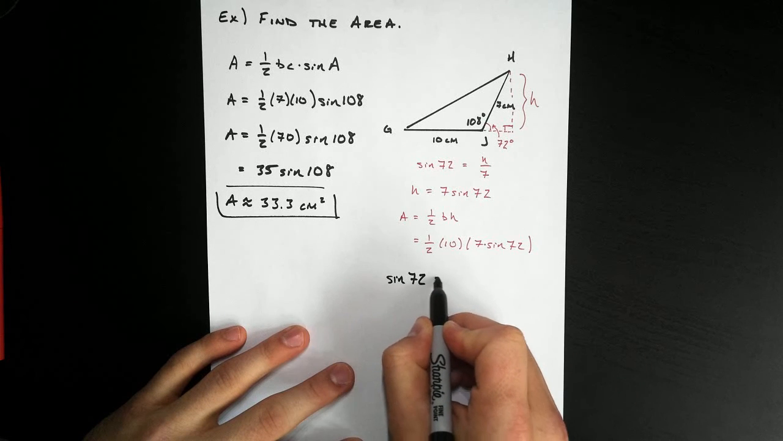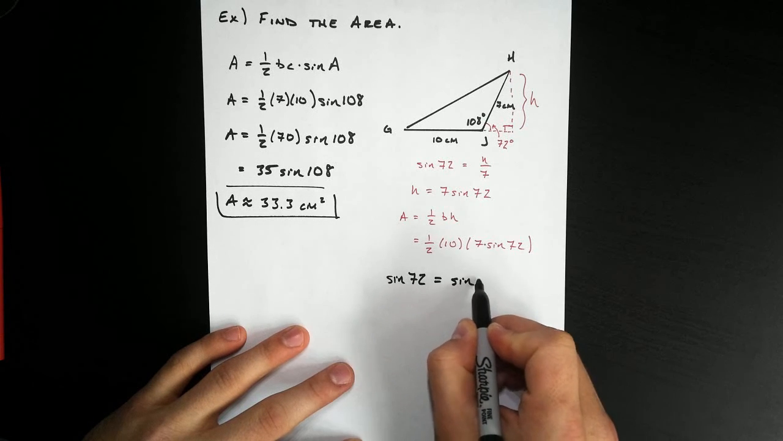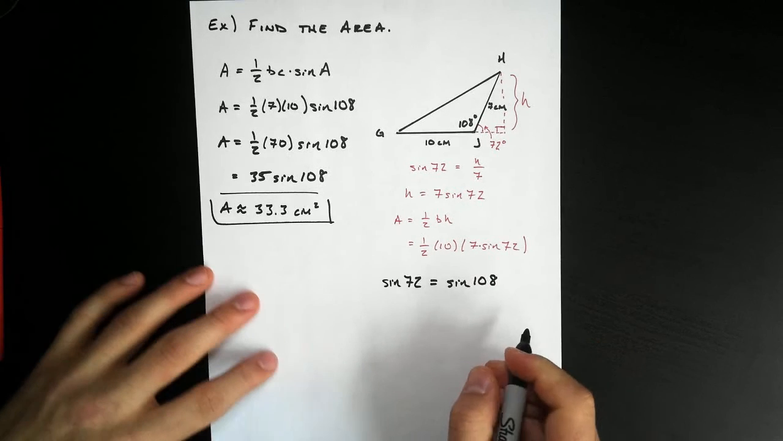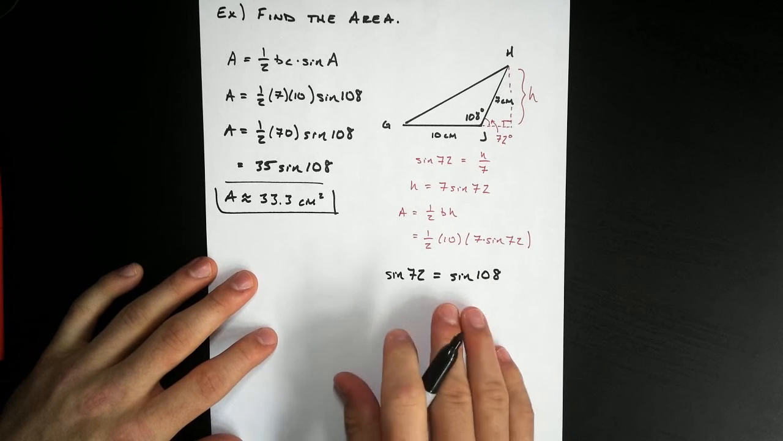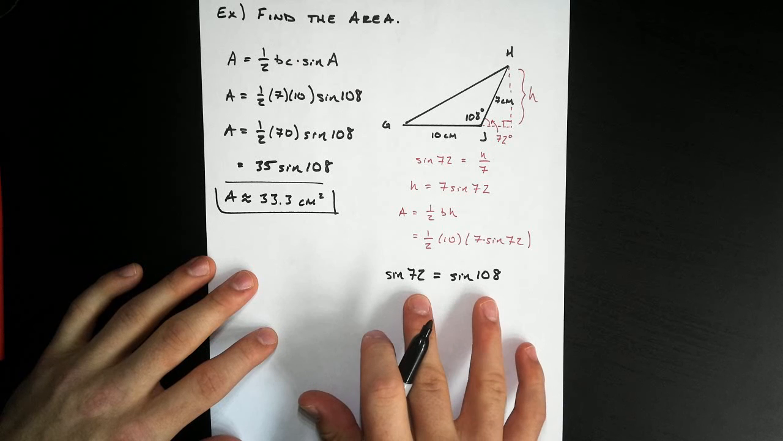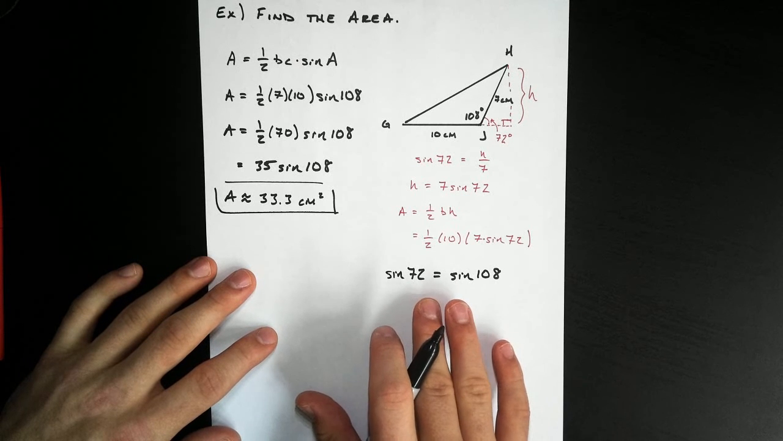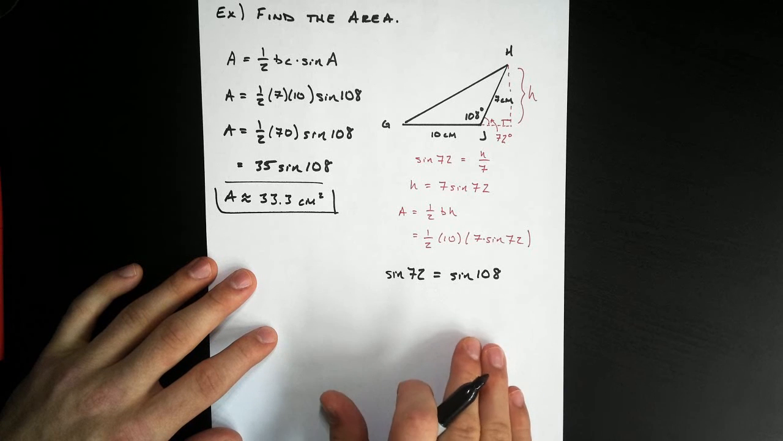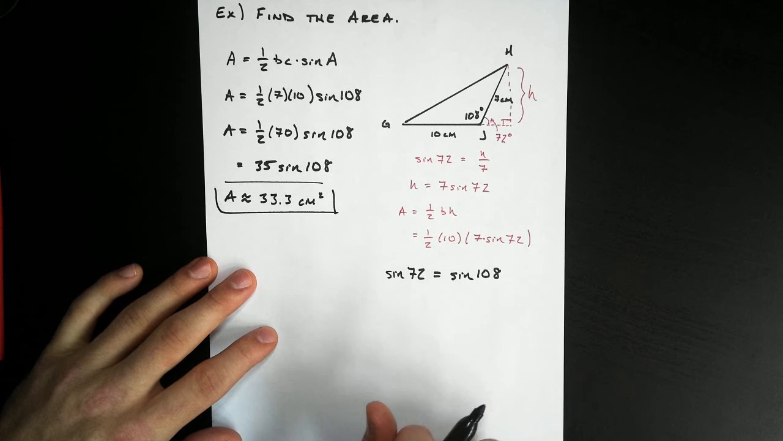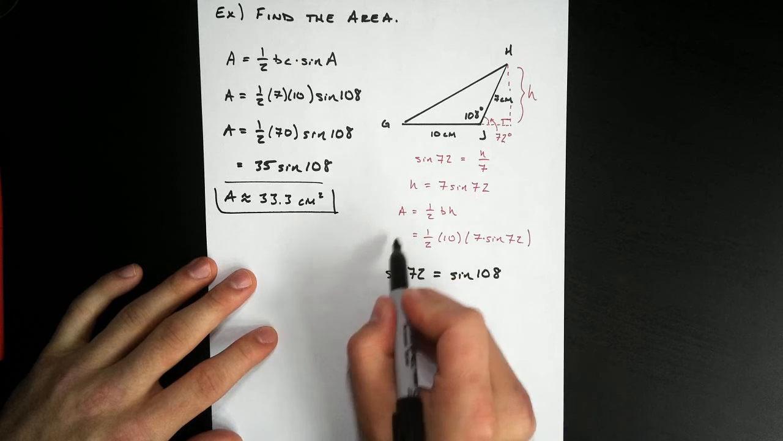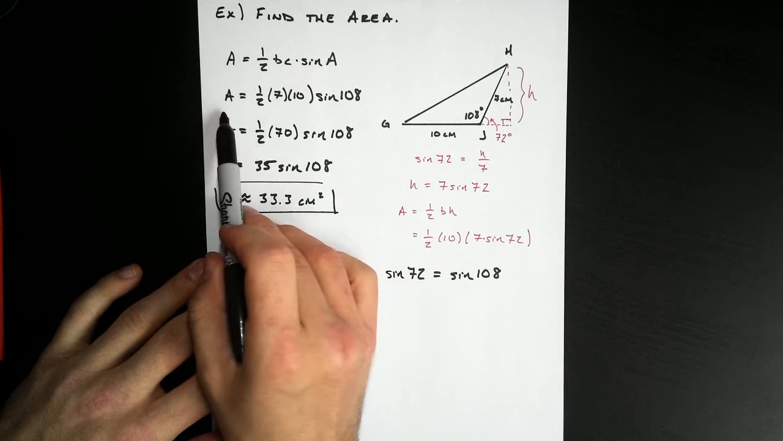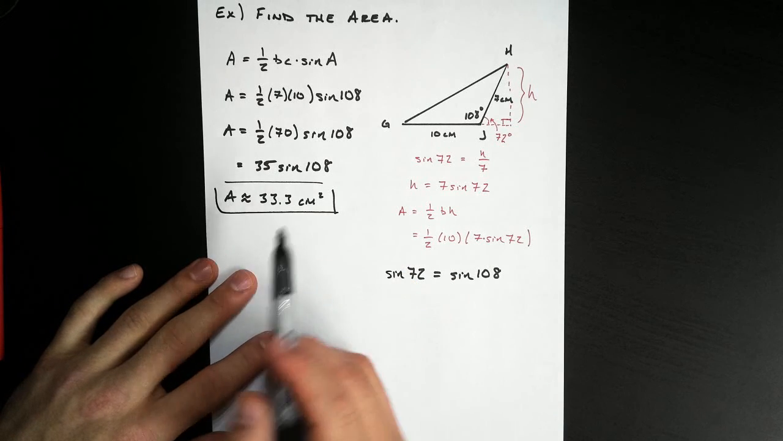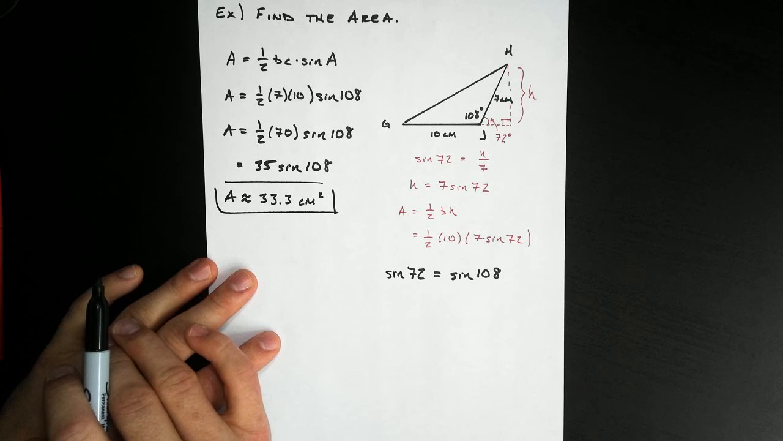The sine of 72 is the same as the sine of 108. If we think about the unit circle, sine is basically the y value, so these are both positive angles, so they're on the top half of the unit circle, so they have the same value. So this is exactly the same as what we wrote here, and we end up with the area of 33.3.